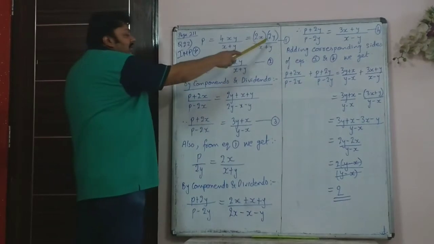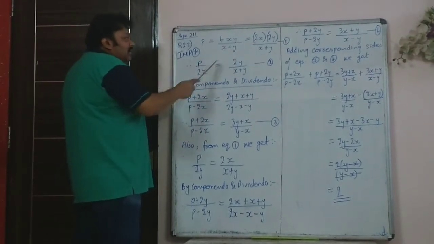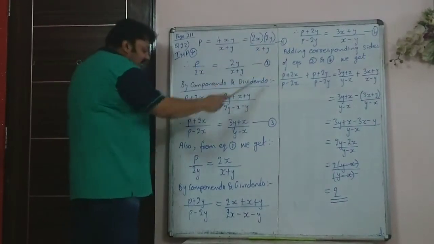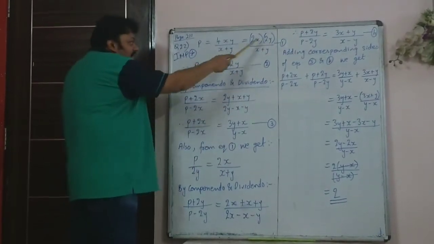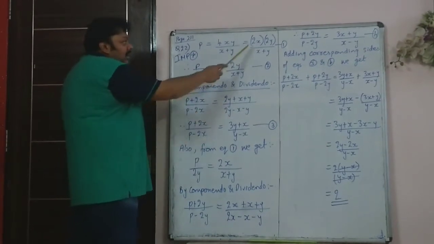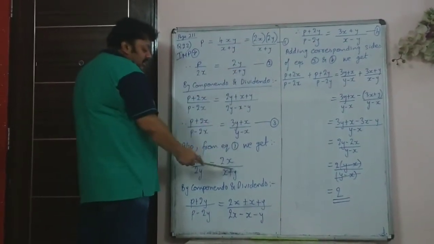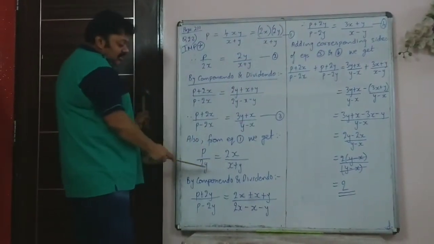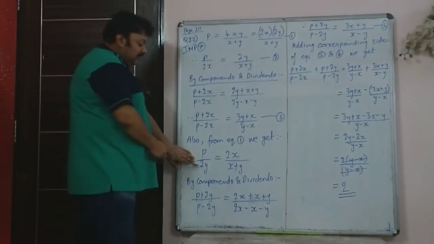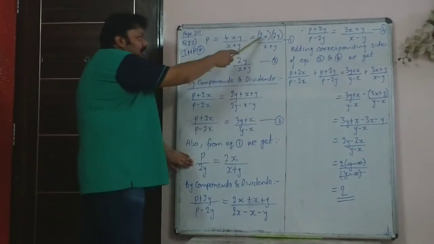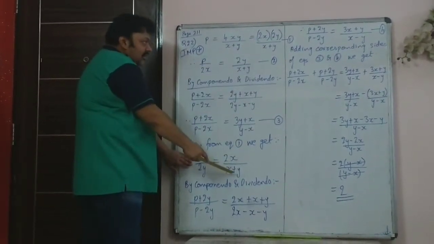Now the same thing you have to do, instead of p by 2x, you have to get p by 2y. So from equation 1, if you write 2y down below, you can write p upon 2y as 2x upon x plus y. You are left with 2x upon x plus y. So this you have got from this expression.